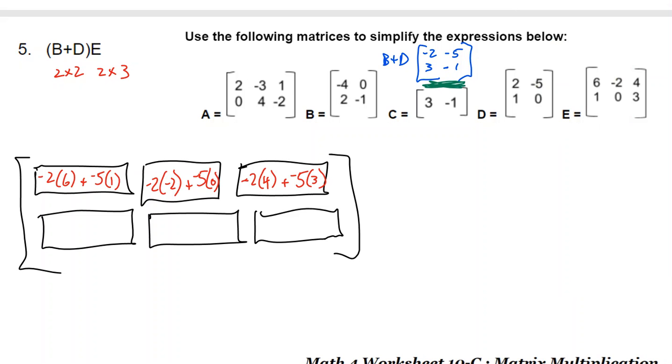All right, now we're going to work on the bottom row. First column, 3 times 6, -1 times 1. Then we'll move over to the next column. 3 times -2, -1 times 0. And then the last column, 3 times 4, -1 times 3.